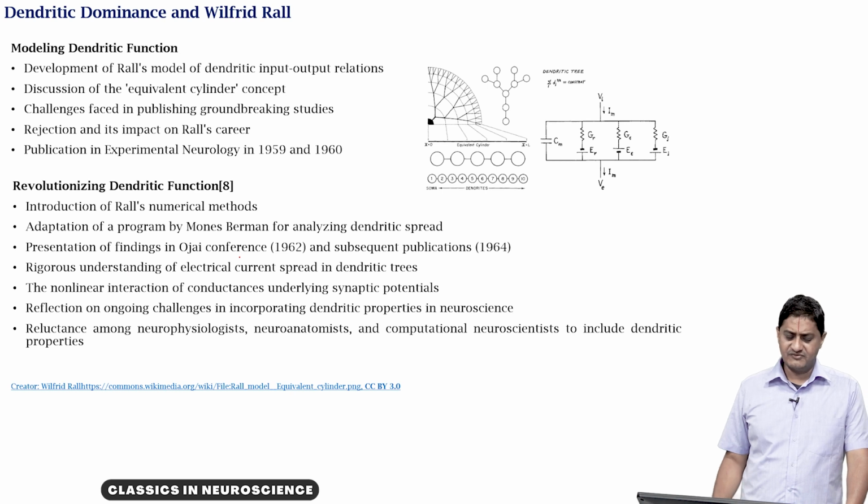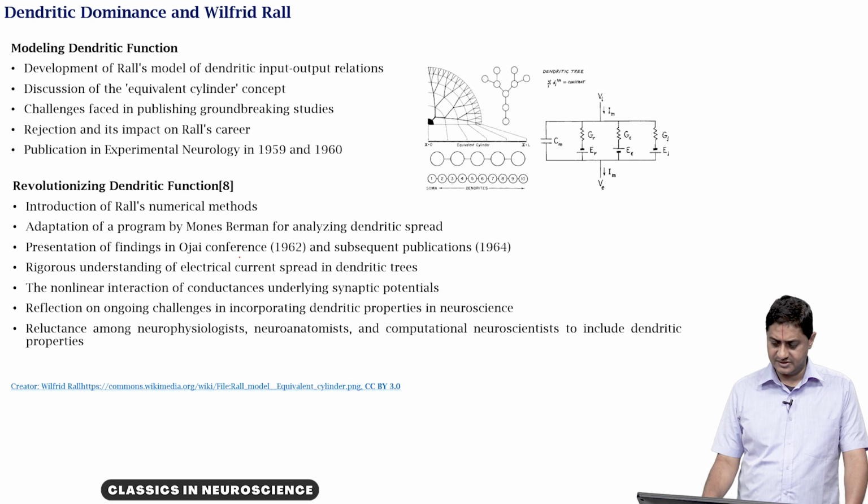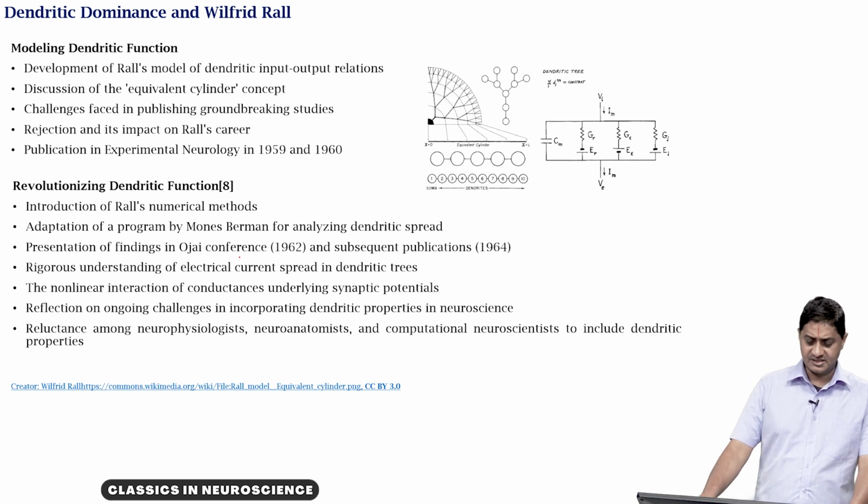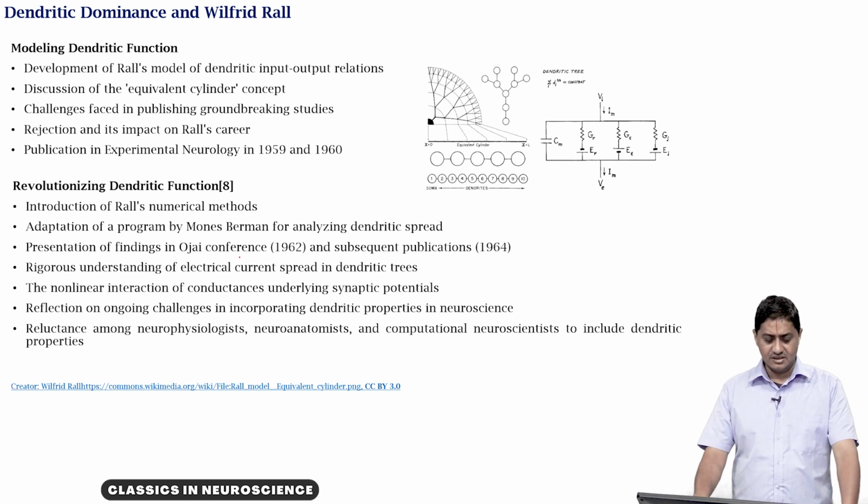Dendritic function was modeled by Wilfrid Rall using the input output relations that he suggested. So, he created these kinds of models, and he created the idea of the equivalent cylinder concept, where he reduced multiple branches into a single cylinder. But like I said, he faced several challenges in publishing these groundbreaking studies. His papers were rejected multiple times. Finally, he published some of these results in 1959 and 1960.